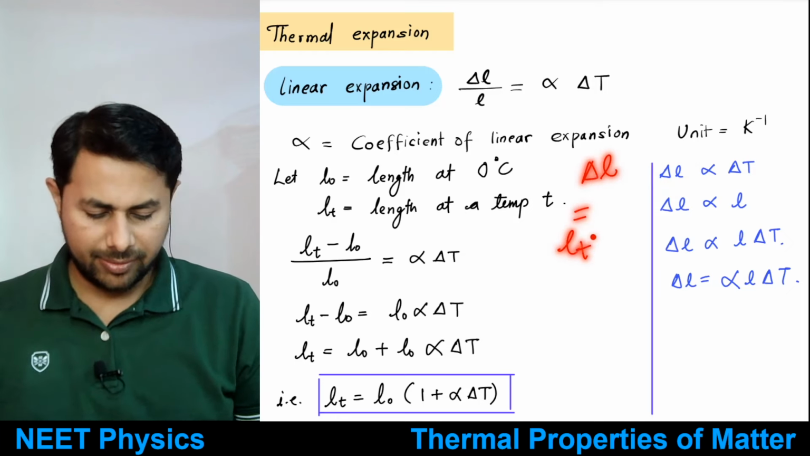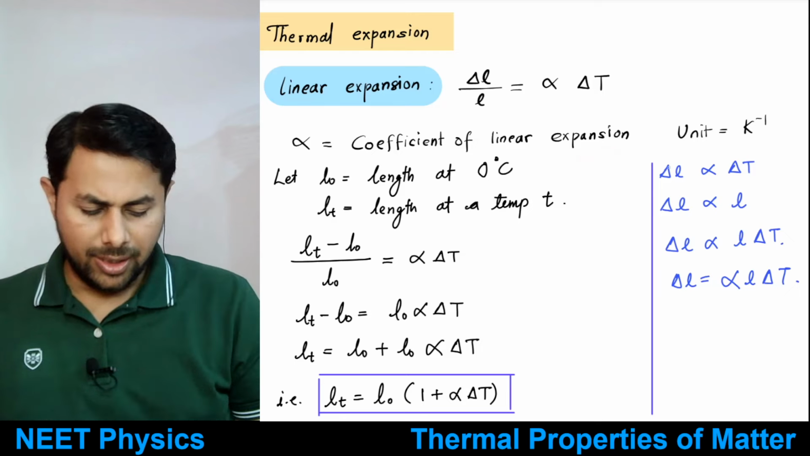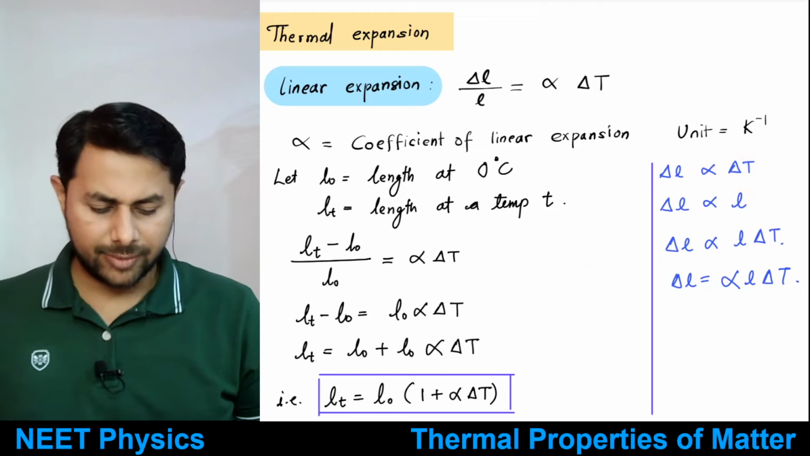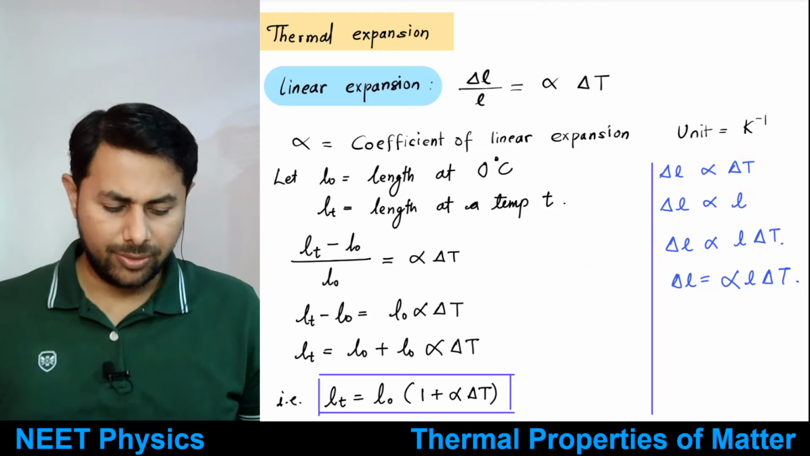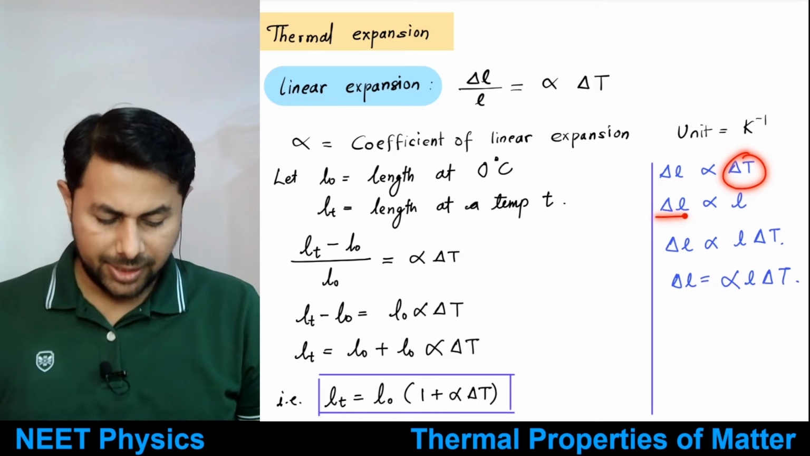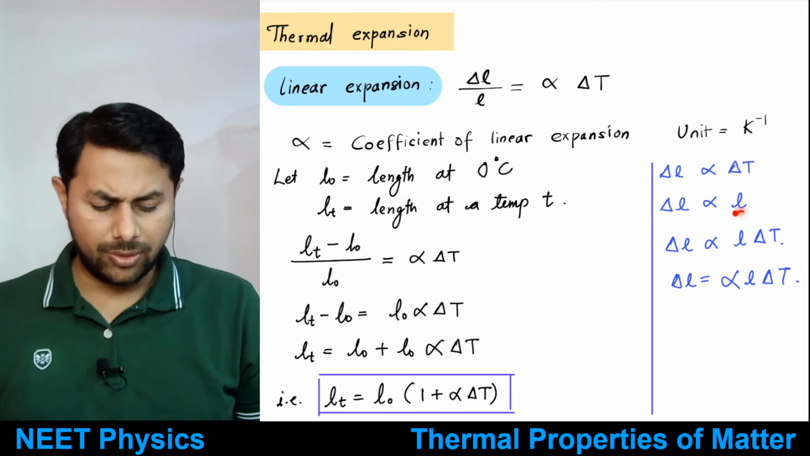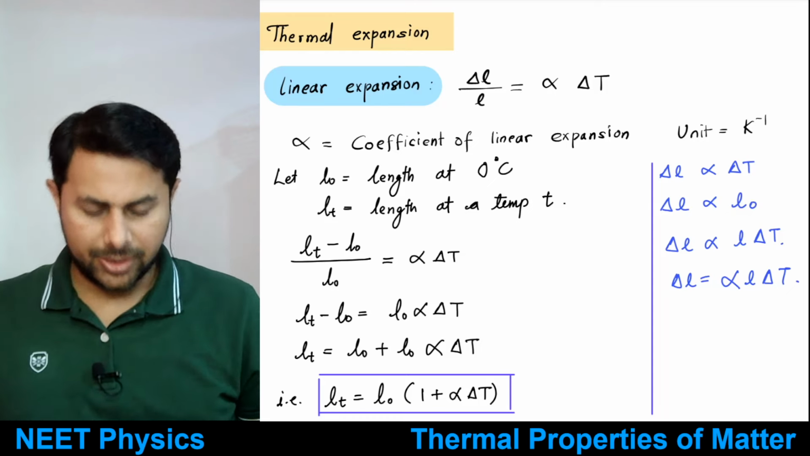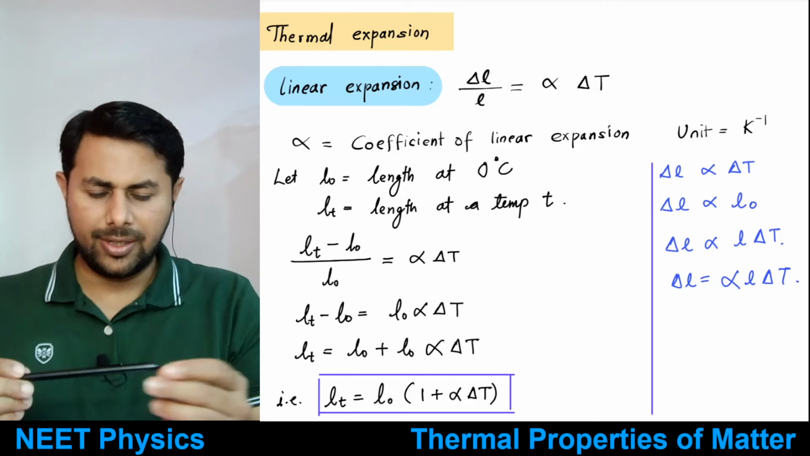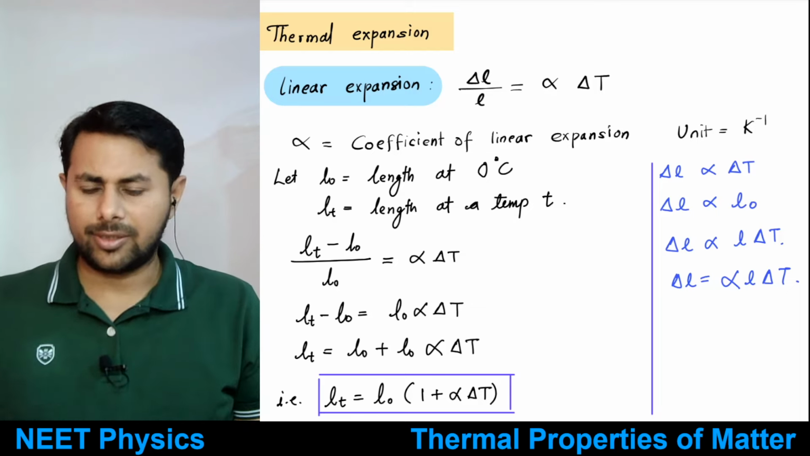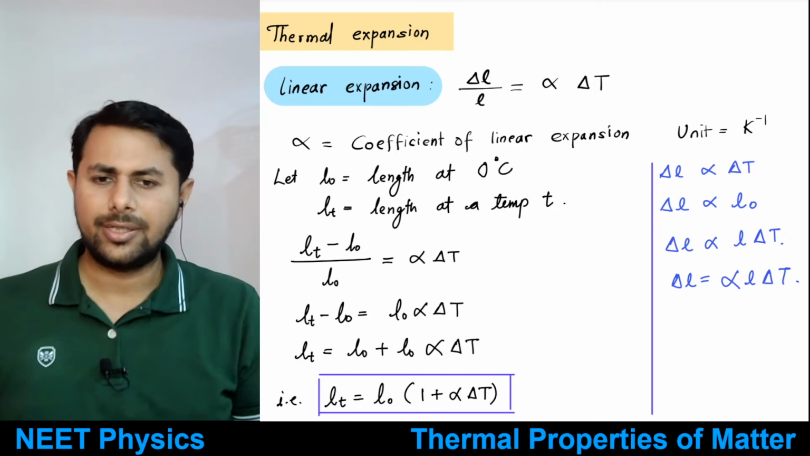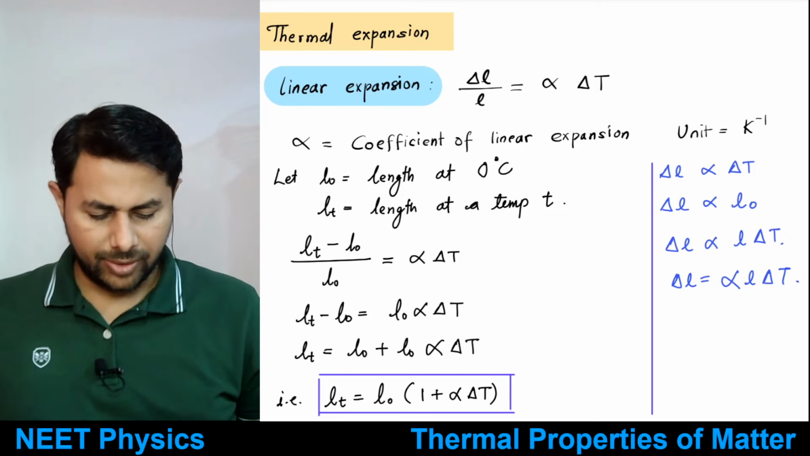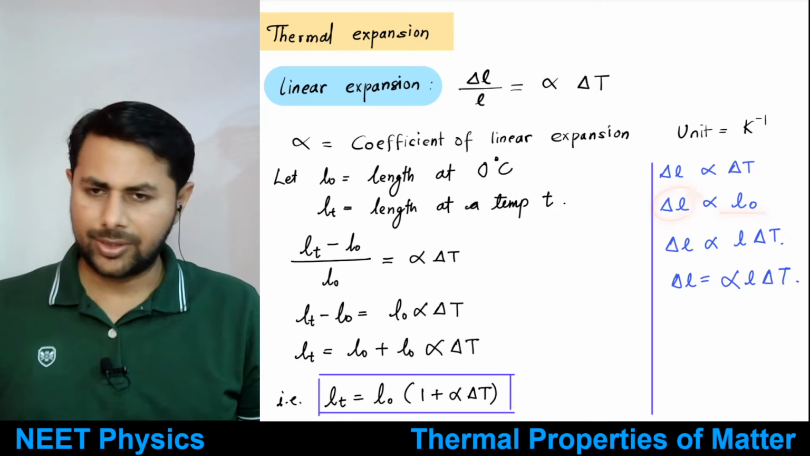Delta L would be equal to the length at temperature T minus L naught, right? Of course this delta L would be directly proportional to the change in temperature. Then the change in length would also be directly proportional to the original length, L naught. Because if the length is 100 centimeters and the change in length is 1 centimeter, then if the length is 200 centimeters, the change in length would be 2 centimeters, something like that. So the change in length is directly proportional to the original length also.